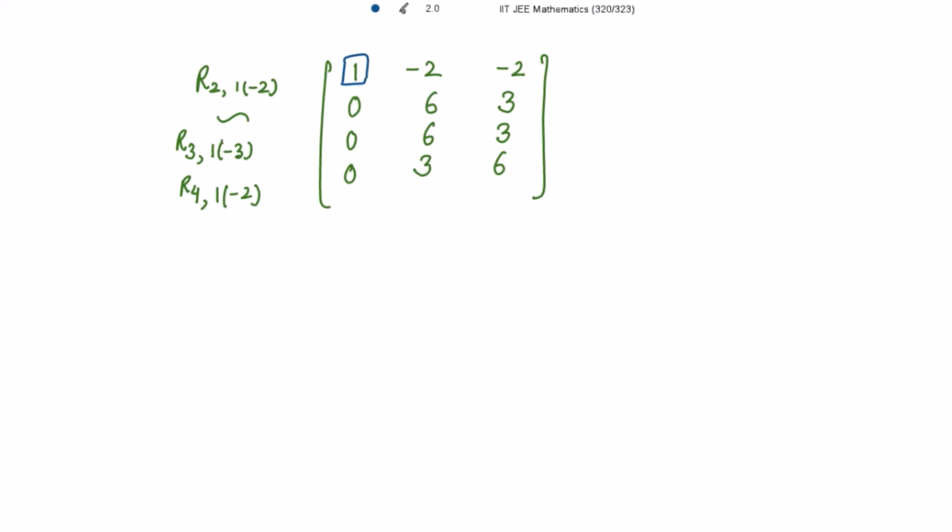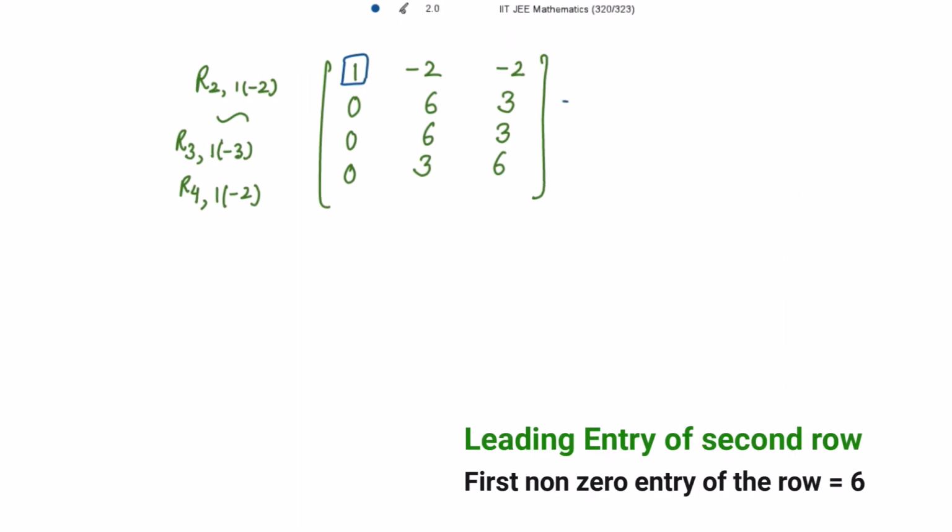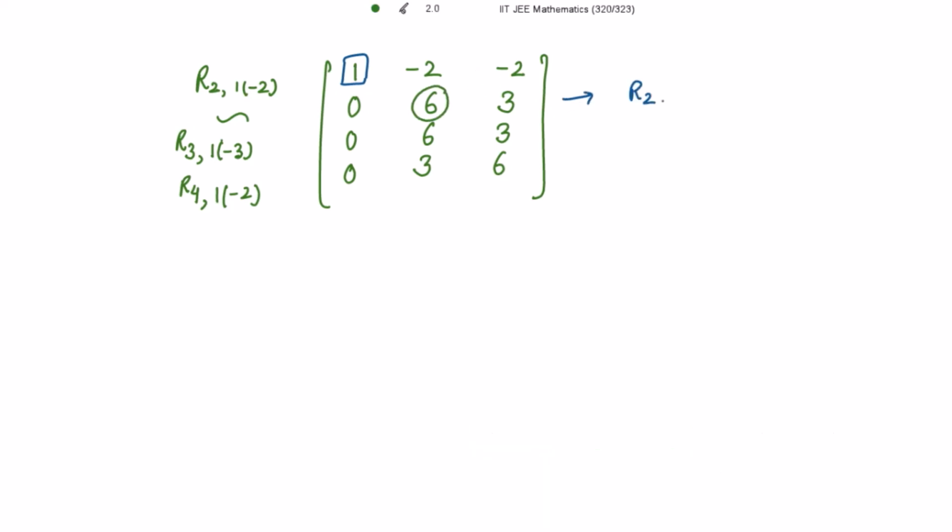Next step, we have to get the leading entry for the second row. I need to make 6 as 1 first. For that, what should I do? Multiply the elements of row 2 with 1 by 6, right? So the next row operation is a simple one. Multiplying the elements of row 2 with 1 by 6.